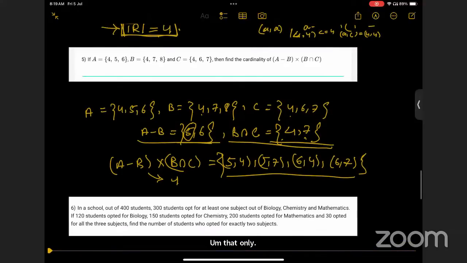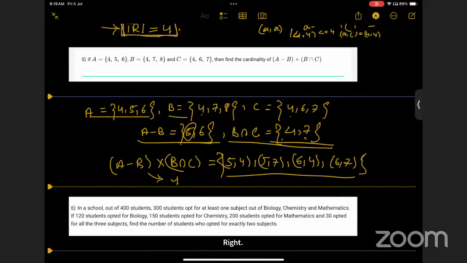So you have A, B, and C. You know what is A minus B, right? The elements which are in A but not in B. This is our A. This is our B. So A minus B is the elements which are in A but not in B. So just take the first element, which is 4. But we can see that 4 is in B also, right? So 4 will not be in A minus B. And 5 is not in B, and 6 is also not in B. So in A minus B, 5 and 6 both will be there, right?